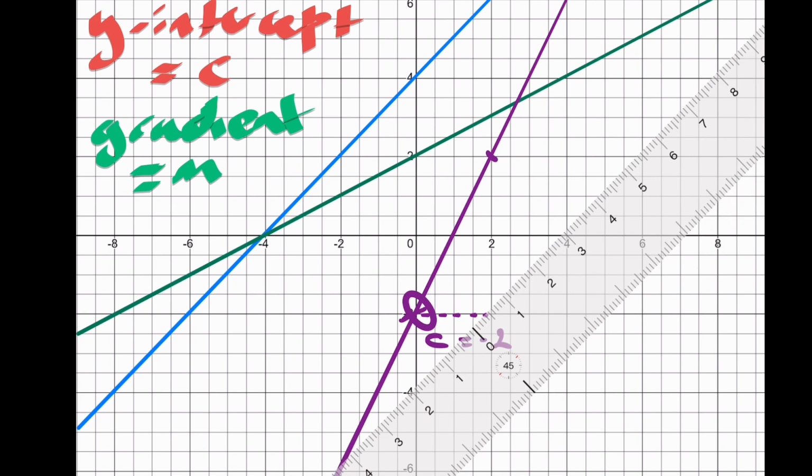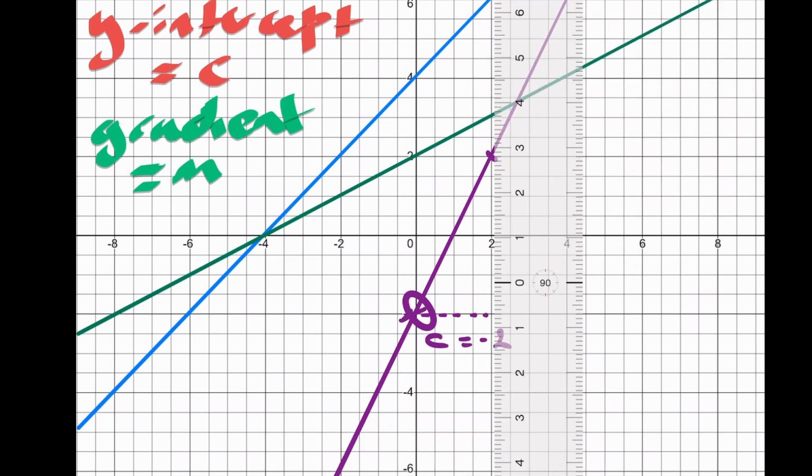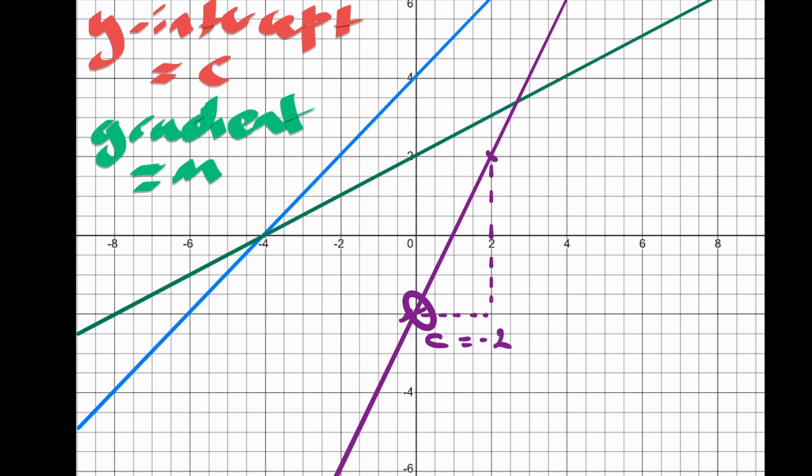And I'm also going to draw in the vertical height of my right-angled triangle. Okay, so you can see it's a nice right-angled triangle here. Now, you can see that the height of the triangle is between -2 and 2, so it's 4 squares tall, and the width of it is between 0 and 2, so it's 2 wide.